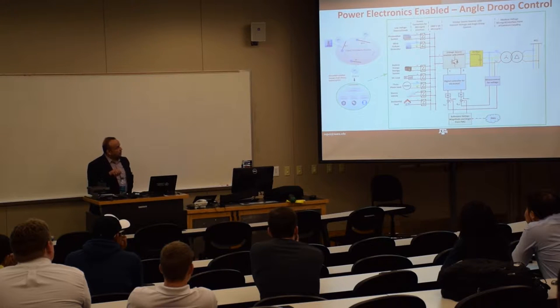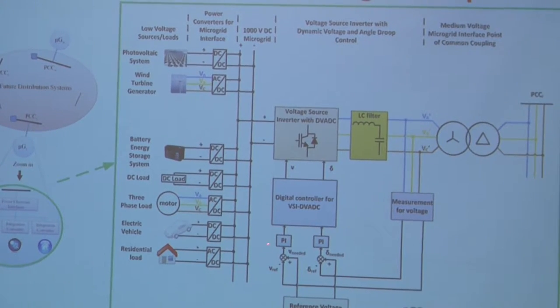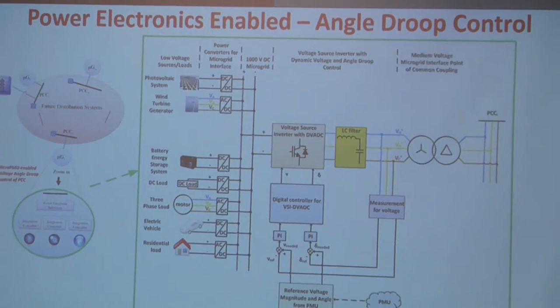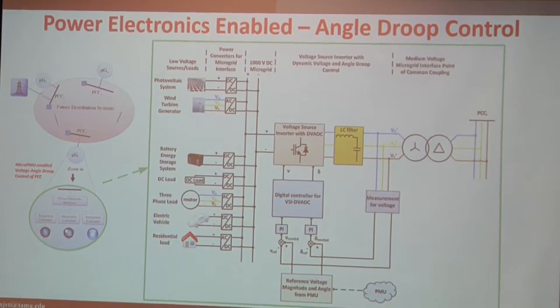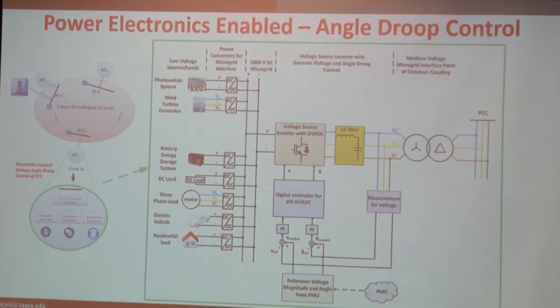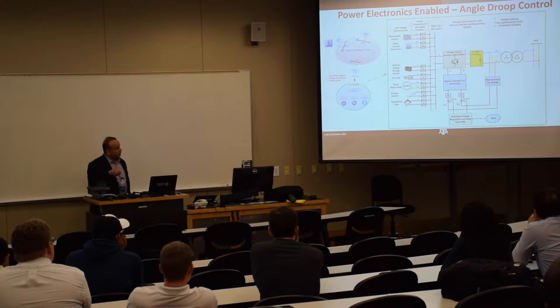So when you have a voltage source inverter connected to the grid through this transformer interface, and there's a point of common coupling to the other microgrids, you receive the information from PMU, and then you dynamically control that through this closed loop control. I'm not boring you with equations, but this is how we're working with the power system folks, how fast this has to be and so on. So there will eventually be delays here.